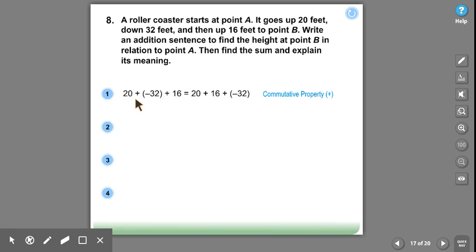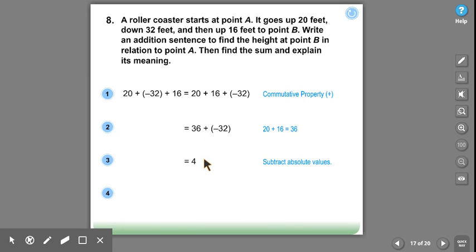So here, positive 20, plus negative 32 because it was down 32, plus 16 because we want to go up 16. Now here, they reordered the numbers again, probably because they wanted to keep the positives together because they're easier to add first. So here, we're going to add our positives together. So 20 plus 16 is 36, plus negative 32. And here you have, that's 4. So you subtracted the absolute values because they were 2 different signs.